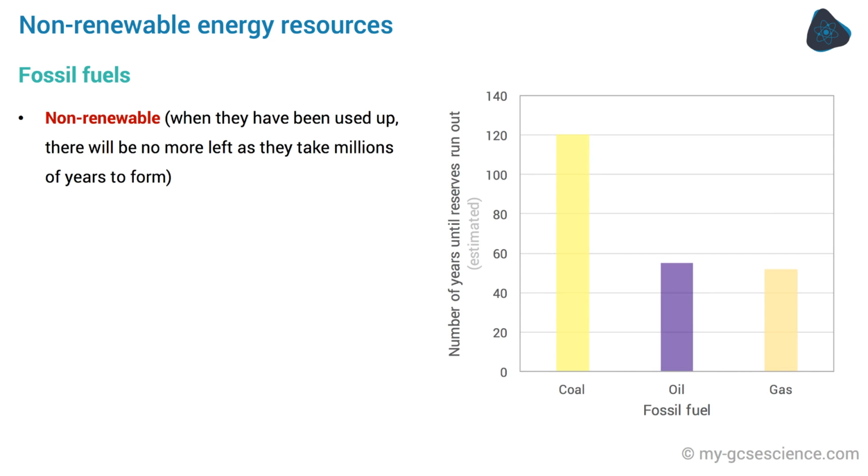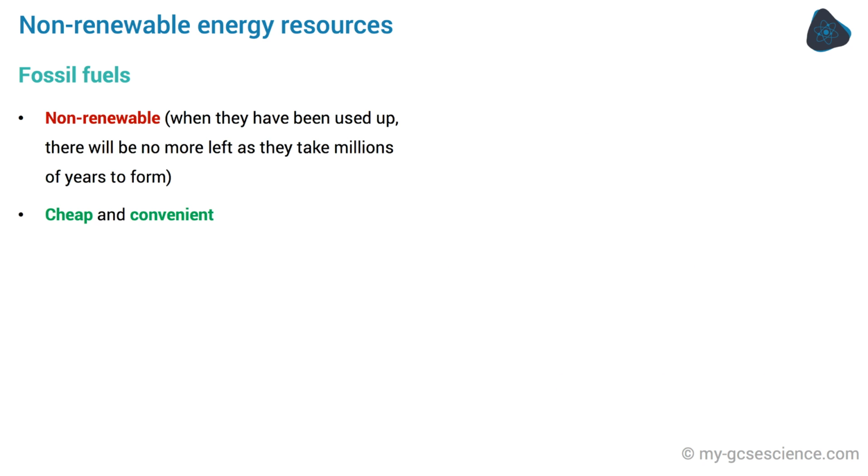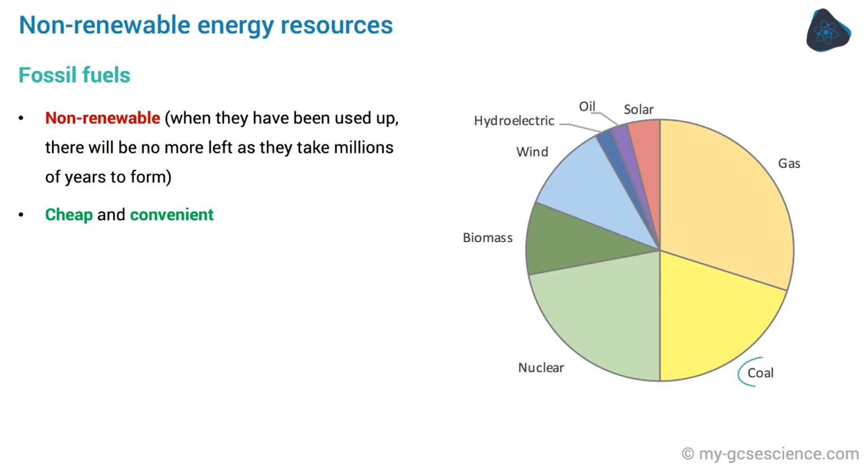This graph shows roughly how much coal, oil and gas are left on the planet, but it's only an estimate, as the rate at which we use these fuels could change and new resources could be discovered. Because they're cheap and convenient, fossil fuels are very popular. As shown by this pie chart, most of our electricity in the UK is generated by the burning of fossil fuels. They're also used extensively in transport and heating.